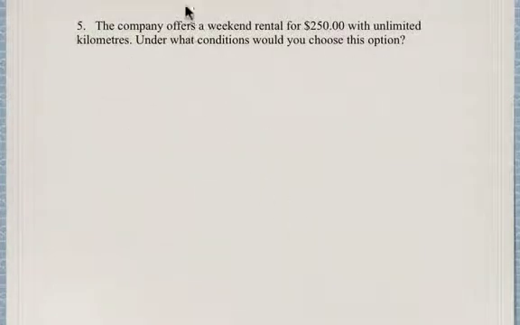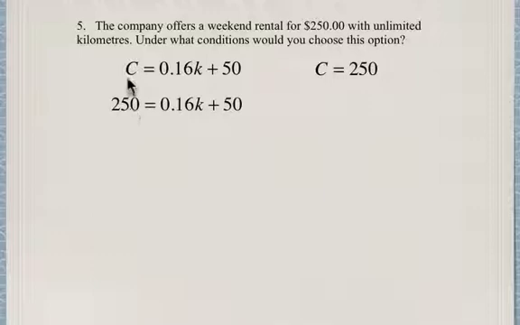The last question: the company offers a weekend rental for $250 with unlimited kilometers. Under what conditions would you choose this option? Well, first of all, you're going to write your equation, and this is cost. So we're given a cost, and we're going to sub into our equation 250 for C. And we're going to figure out how many kilometers we can drive under this rate if we're going to be charged for the kilometers.